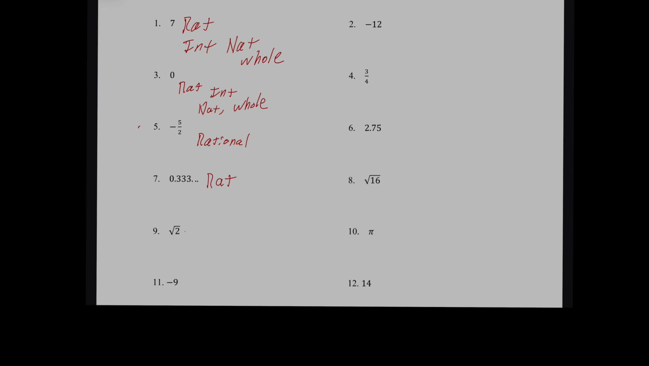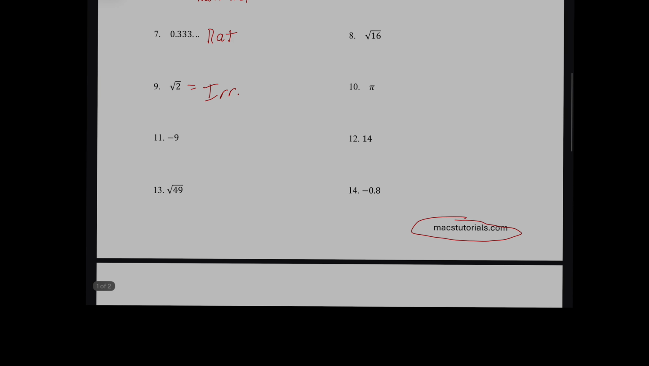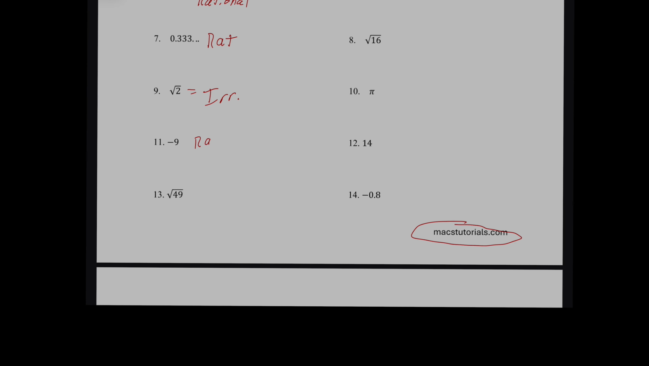Number 9 is square root of 2. If you plug that in your calculator, that'll go on forever. That would be an irrational number. Next is -9. So first of all, it is a rational number. It is an integer, because an integer is anything that doesn't have a decimal, positive or negative. To be natural or whole, it has to be positive. So we're going to stop here at integer.